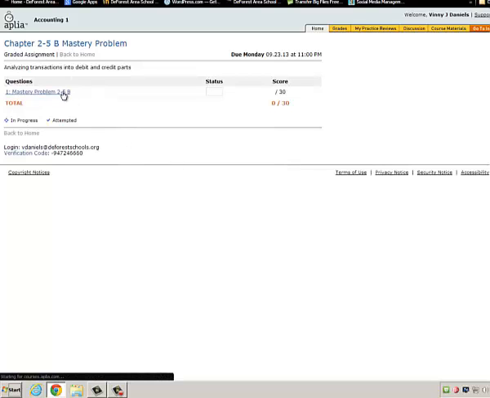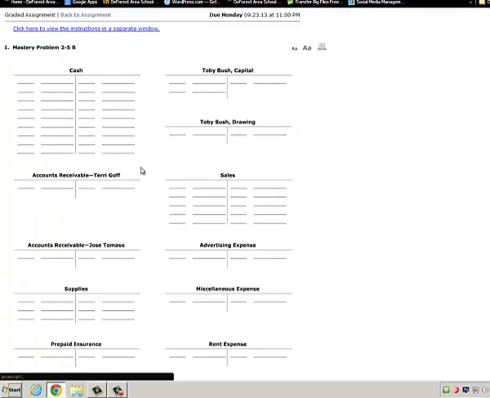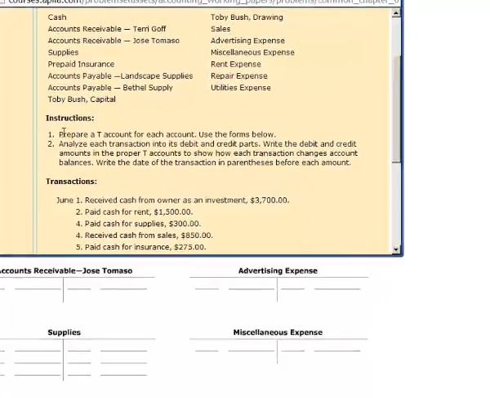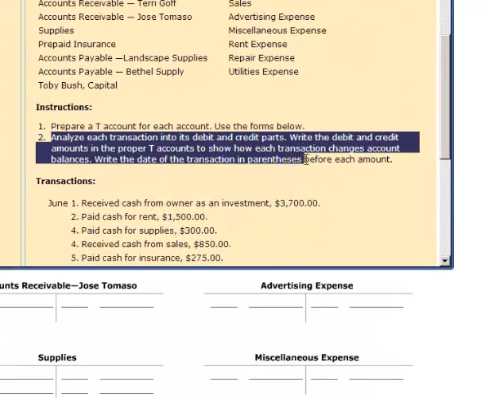When I open it up, it ends up looking like this. Now you're going to see that there's T accounts, but there's multiple blanks for every T account. For the first time all year, we're actually going to worry about what these dates mean. So I'm going to click on the instructions and take a quick look at them. It says, prepare a T account for each account. Use the forms below. Analyze each transaction into its debit and credit parts. Write the debit and credit amounts in the proper T accounts to show how each transaction changes account balances. Write the date of the transaction in parentheses before each account.